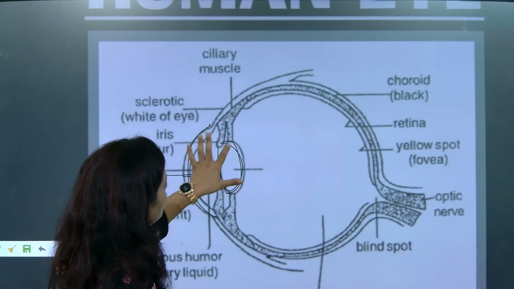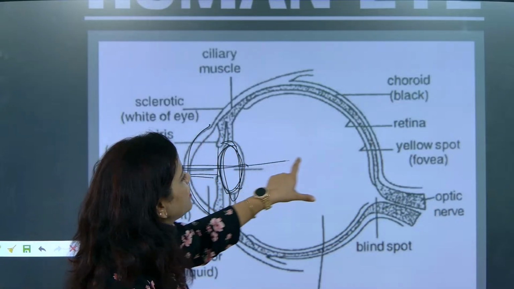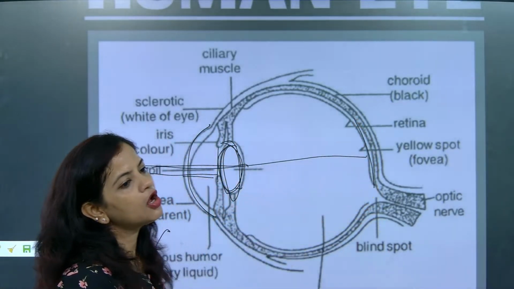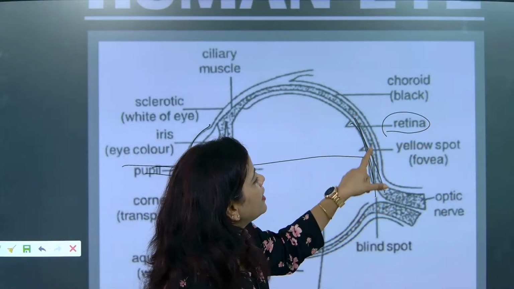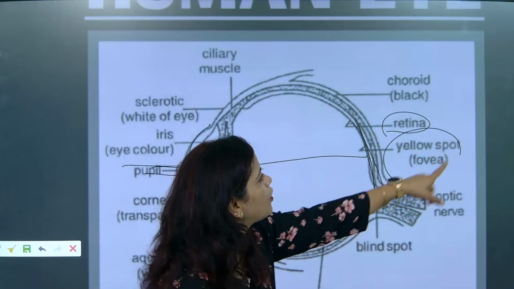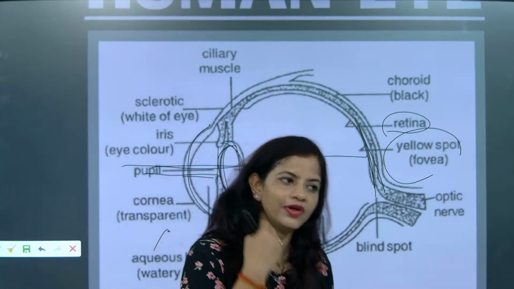So, this part is convex. Understood? Convex lens, and the light ray will be converging and entering. This section is called the cornea. This part is the retina, and here this part is called the yellow spot. Okay, so now one by one we are going to understand and label the parts.